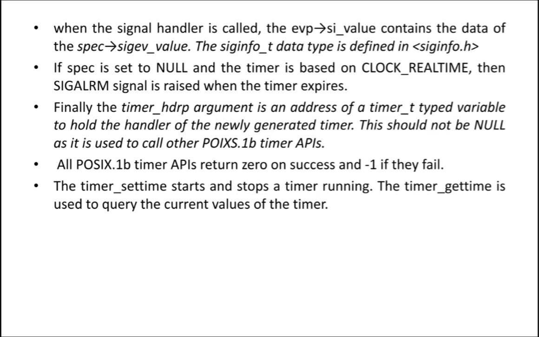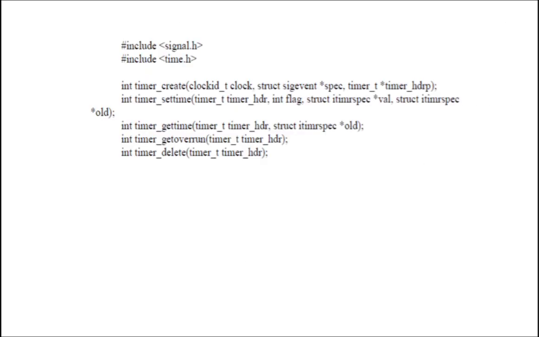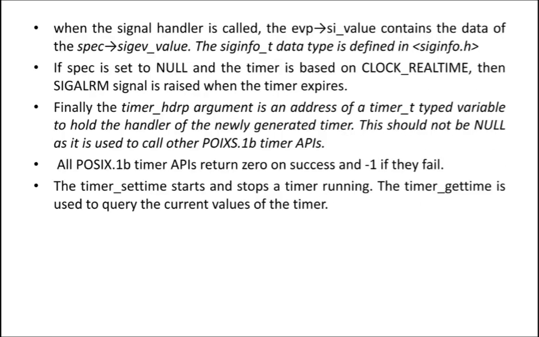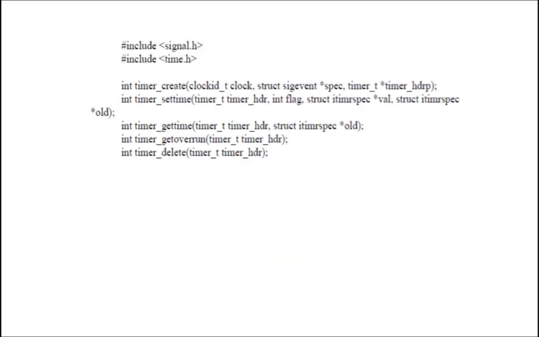So these APIs, based on that handler, can identify that particular timer, right? Hope you're understanding. And whatever functions, whatever API you are using here, the create, set time, get time, these functions are going to return 0 on success, and if these functions fail, they will return -1. And you can see here I've used set time and get time.